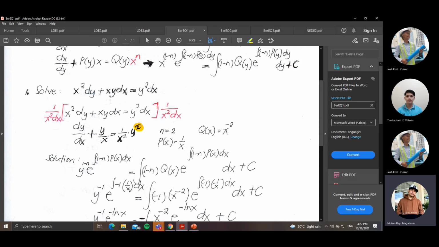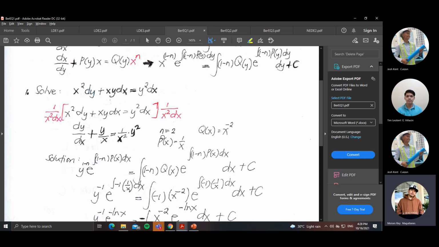The power here, y squared, is our n, which we will use in the general solution. So when you solve a Bernoulli, you will see equations in standard form where the dependent variable, for example y, has a power, and that power is attached to q of x. So that is what we use as a reference for our n.